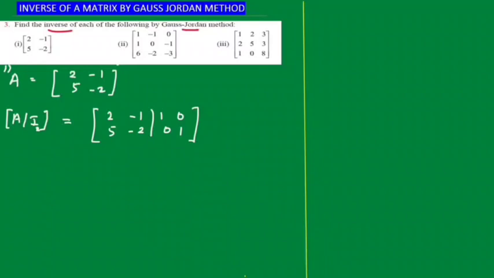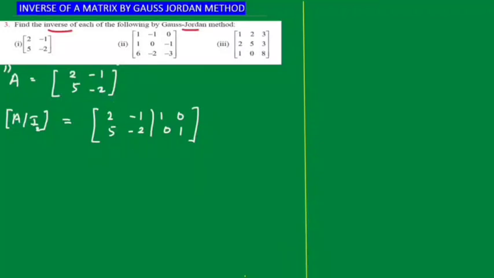Now we make the elementary row operations. Our aim is to bring the given matrix to the identity matrix by elementary row operations, and the elements of the resulting right-hand matrix will be the A inverse matrix. So the elements of the A matrix, let us bring them to the identity matrix, that is 1, 0, 0, 1.